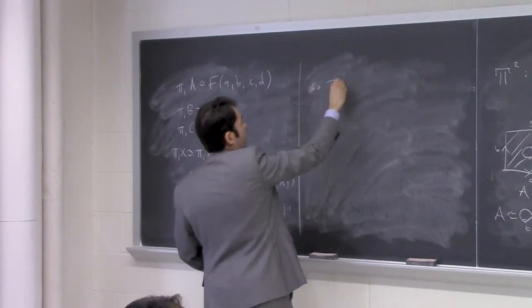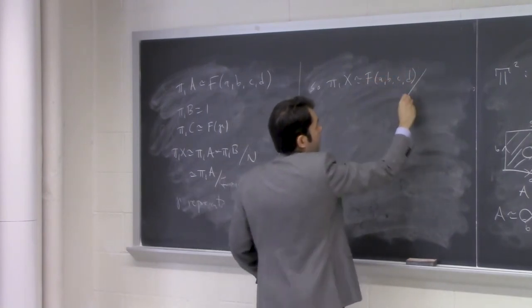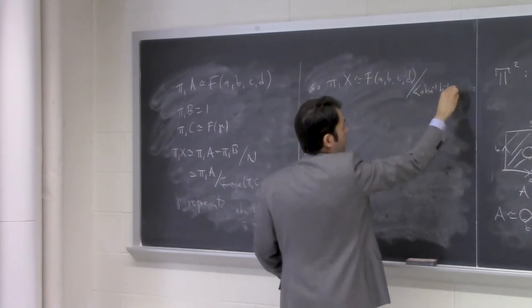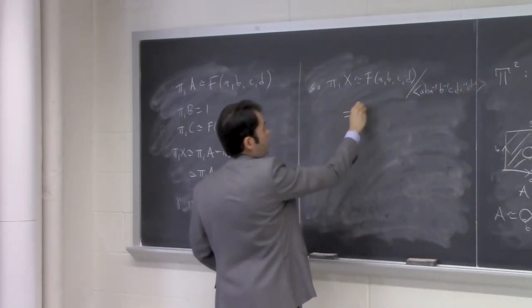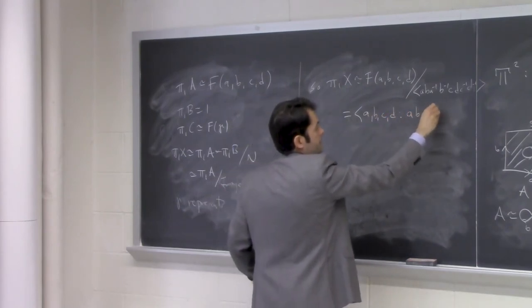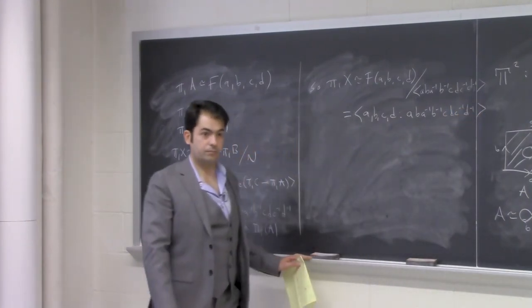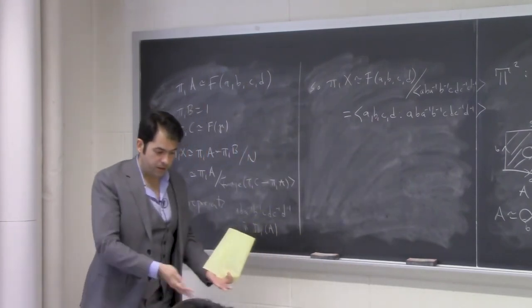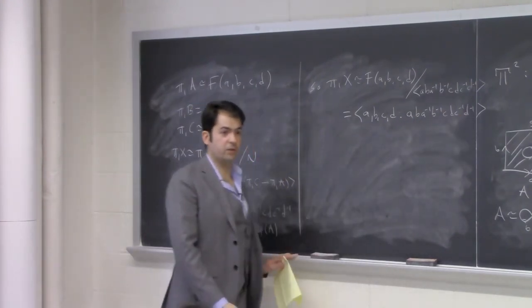So, pi 1 of X is the free group on A, B, C, D mod out by the smallest normal subgroup containing this word, right? Which we present like this. Right? So it's a free group ABCD, and the only relation between the letters is that if you have this product of commutators, it's equal to 1.